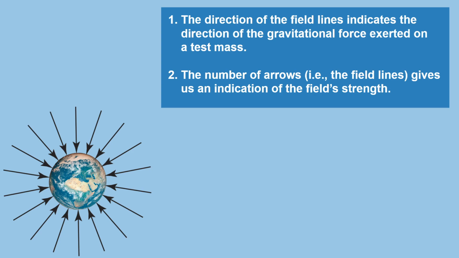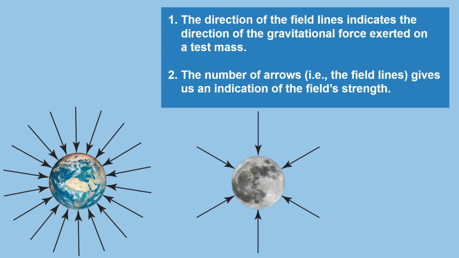2. The number of arrows, that is, the field lines, gives us an indication of the field strength. As the number of field lines increases, the strength of the gravitational field also increases, and vice versa. For example, due to the moon's low mass, it has fewer gravitational field lines.